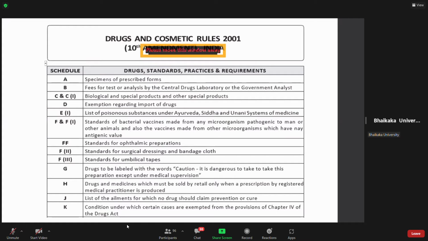Now coming to one important aspect that we have discussed earlier also, the schedule of the drugs. I will go very briefly through this. What do you mean by schedule and why it is required? So Drugs and Cosmetic Rules are the set of rules under which some drugs are scheduled according to their characteristics. There are rules for drugs, drug related standards, practices, and the requirements.